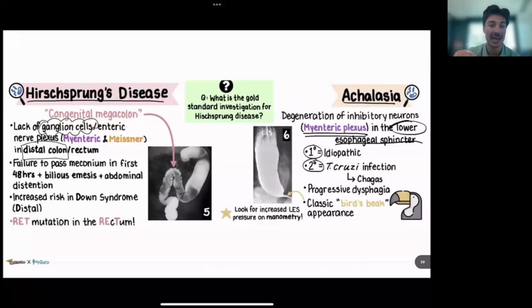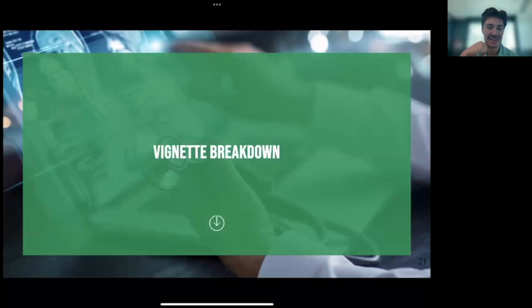And then from a GI lens, this damages our myenteric plexus, which we've talked about, and this can cause degeneration of inhibitory neurons in the myenteric plexus. And then on manometry, you'd expect to find increased LES pressure and that classic bird beak appearance on barium swallow. And so a great little way to tie my resources.